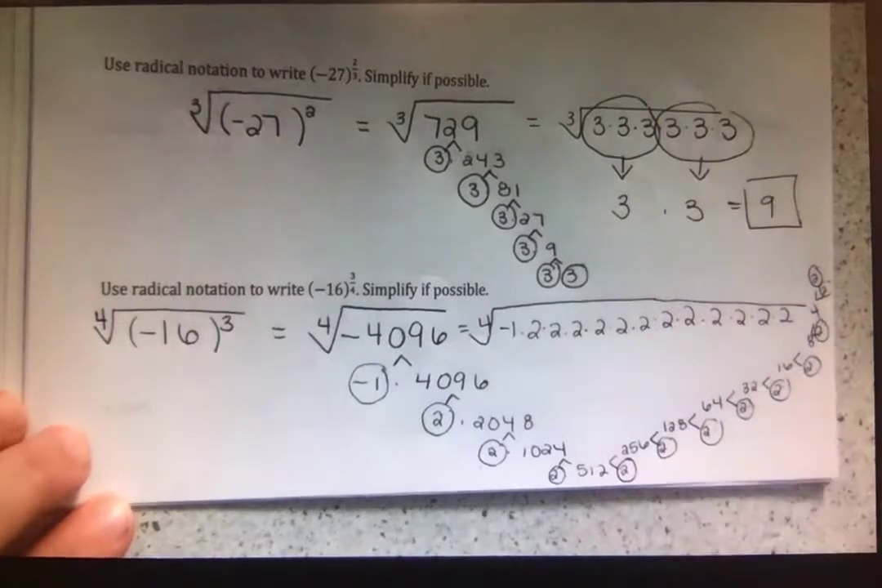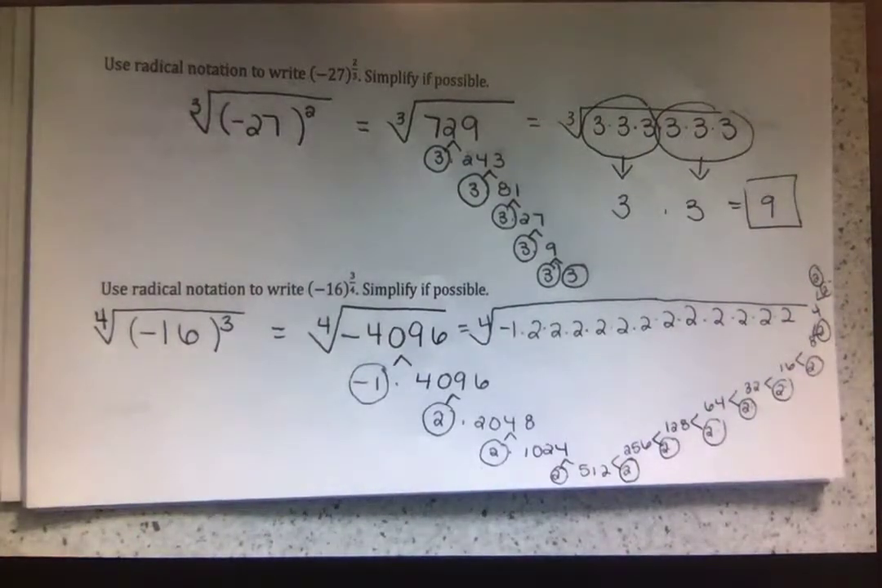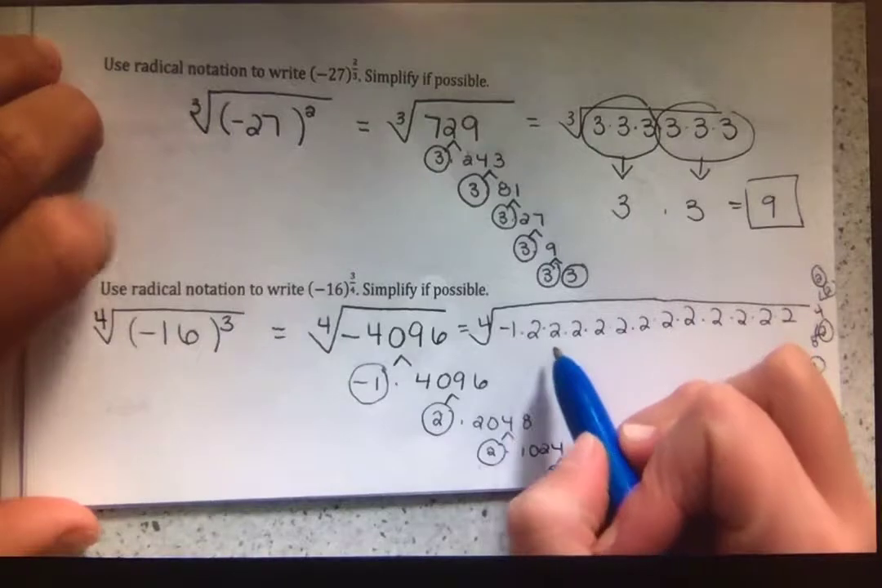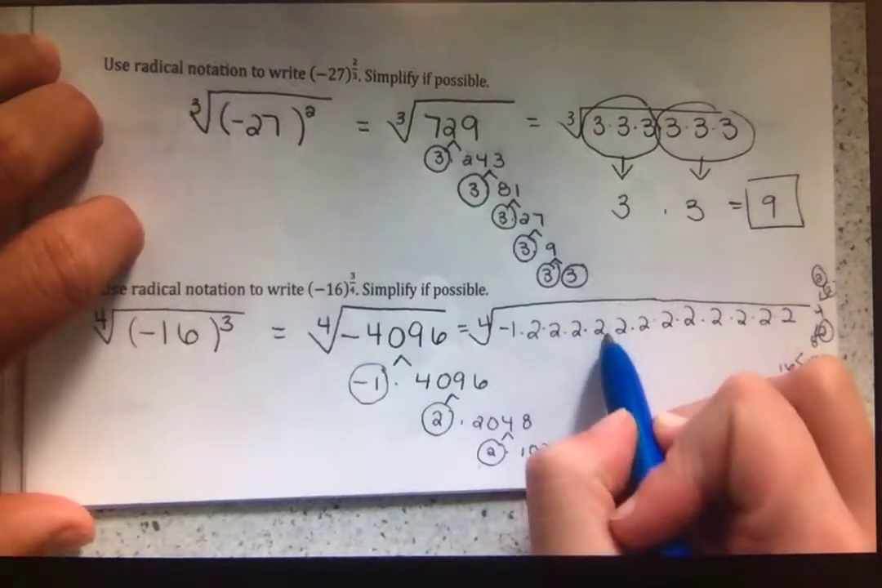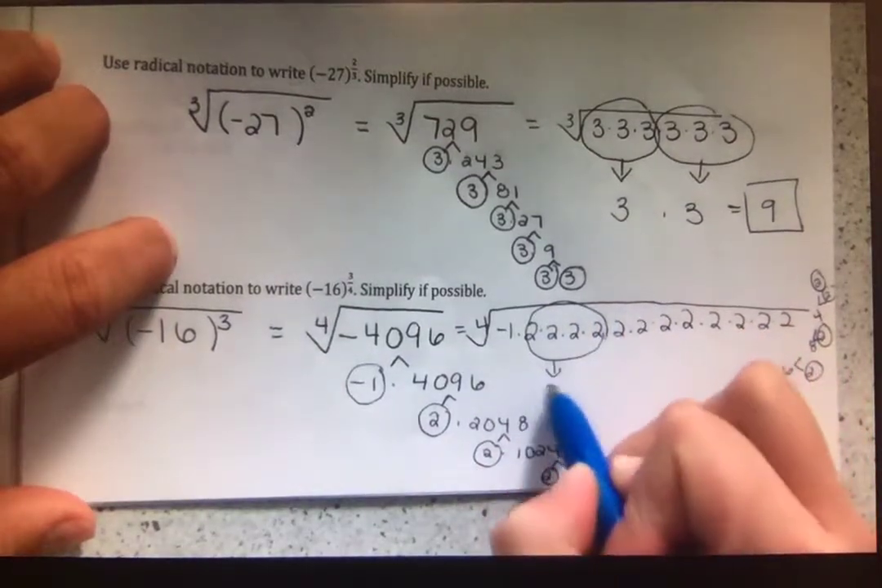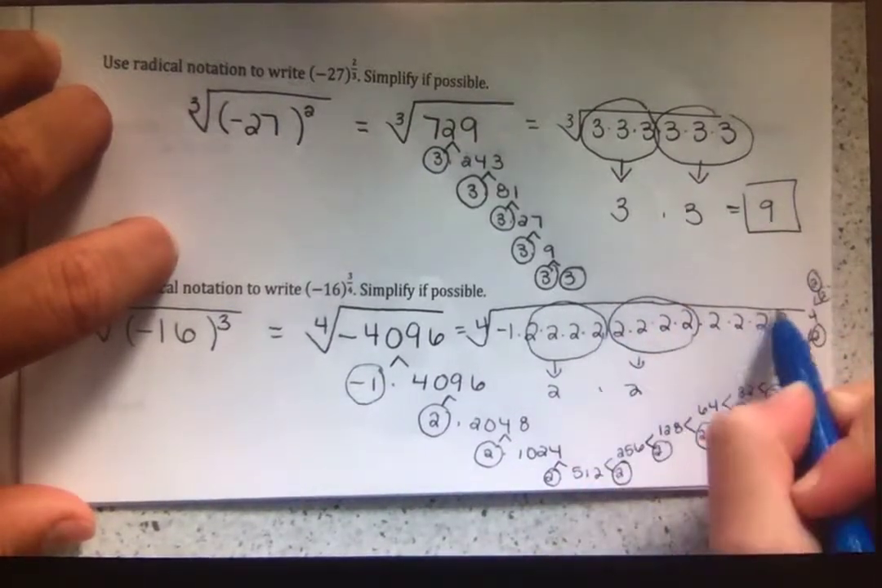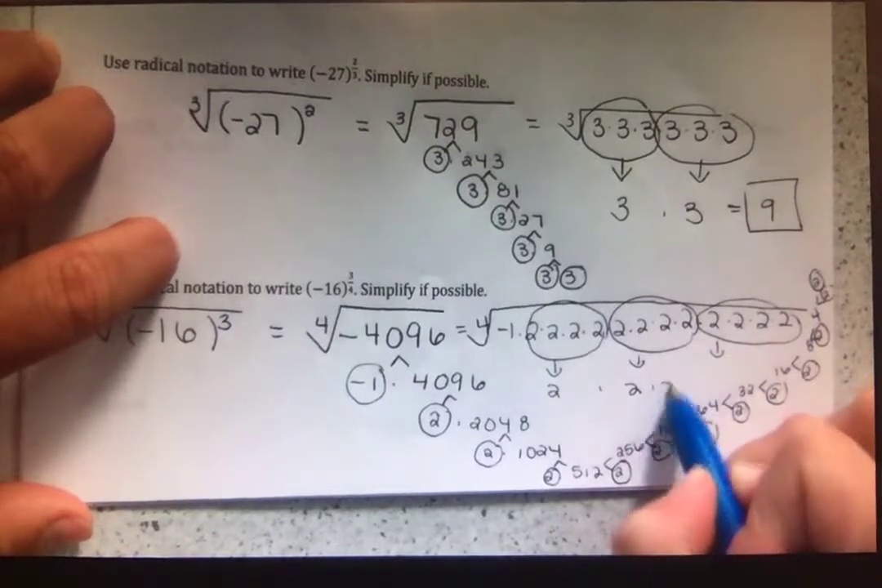underneath the radical. Because it's the 4th root, I don't have anything for the 4th root of -1. We can only break down that negative if the index is odd, which in this case 4 is even, so I can't do that. So it's just going to stay there. But I can take out 4 of a kind with my 2's. So these 4 2's are coming out. These 4 2's are coming out. And these 4 2's are coming out.